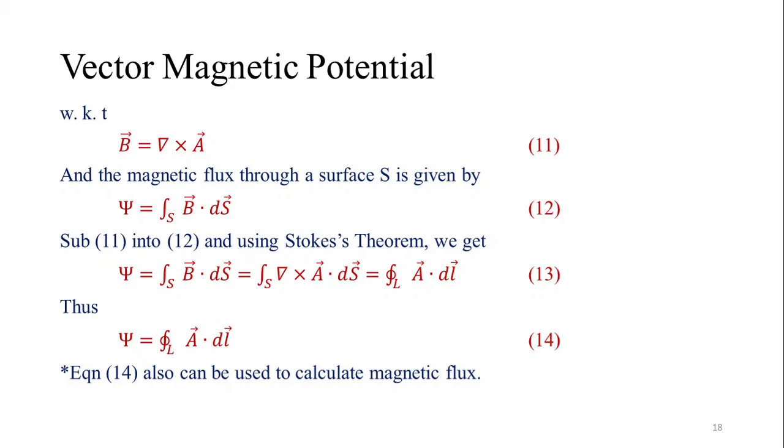The magnetic flux ψ is equal to the closed line integral of B dot dS. Instead of B, you can substitute del cross A. Using Stokes' theorem, you can convert this into the line integral of A dot dl. So ψ is equal to the closed line integral of A dot dl. So from the vector magnetic potential, you can calculate the magnetic flux density, or directly calculate the flux using the dot product of the magnetic vector potential.